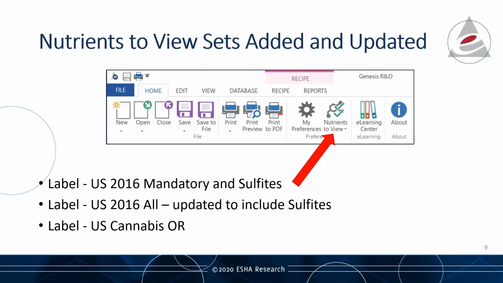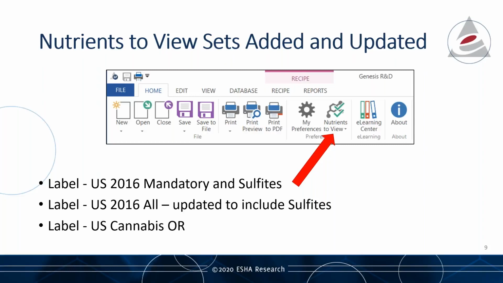We have added a couple of new nutrients to view sets and updated one. So we want to, again, accommodate the newly added nutrients and components and adjust one to also accommodate the sulfites. What you'll see in the software is a new nutrients to view set called Label US 2016 Mandatory and Sulfites. That's your mandatory label nutrients for US labeling, plus we've added sulfites to those. The Label US 2016 All has been updated to include sulfites.